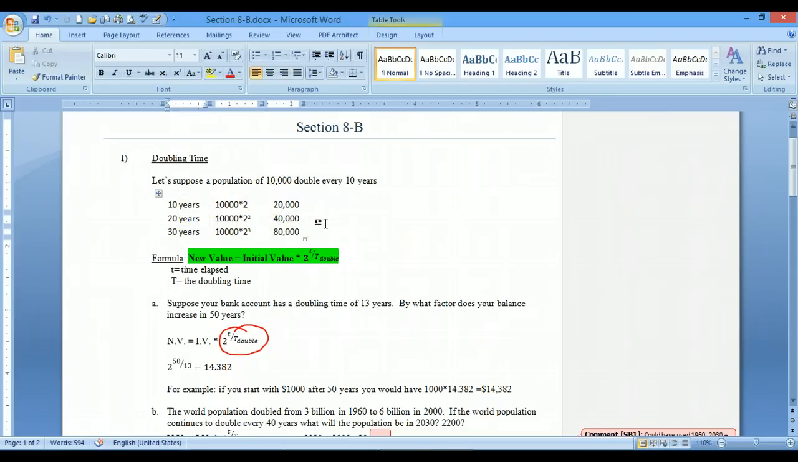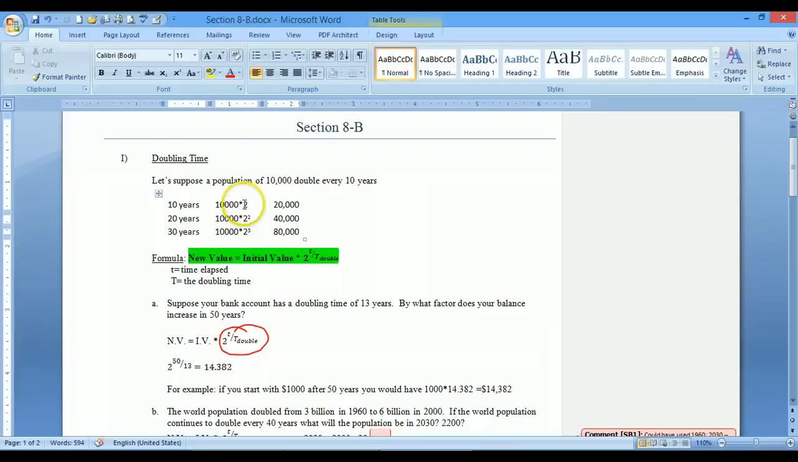The next 10 years, or 20 years, because it's 10 and 10, gives us 10,000 times 2 times 2, which is the same as 2 squared, which gives us 40,000. The next 10 years is 30 years later, is 10,000 times 2 times 2 times 2 because it doubled again. In this case, 2 to the third power. 2 times 2 times 2 is 8. 8 times 10,000 is 80,000.